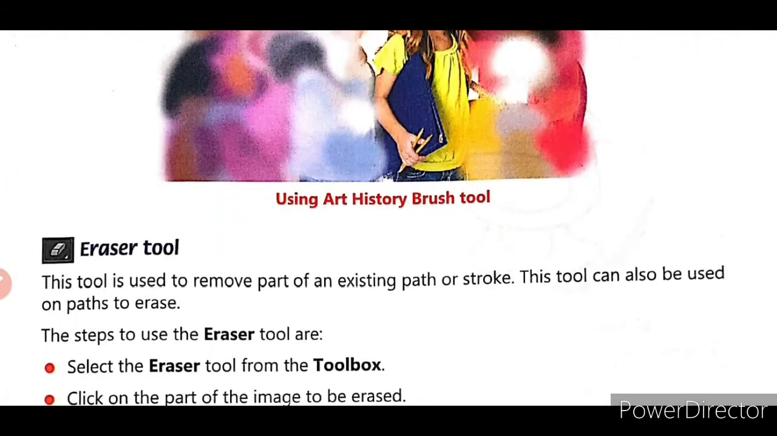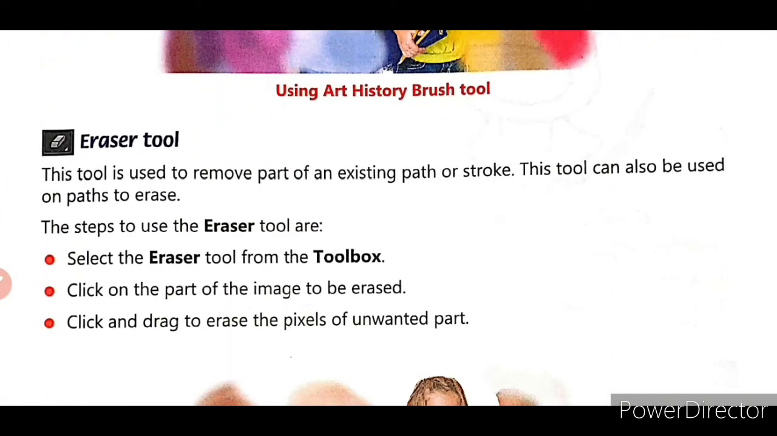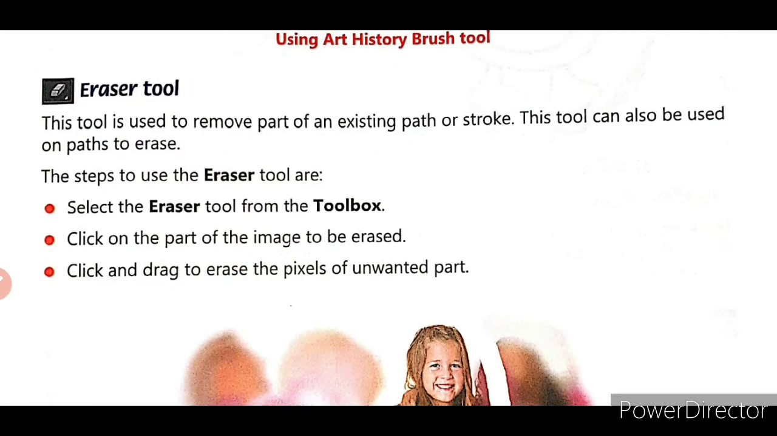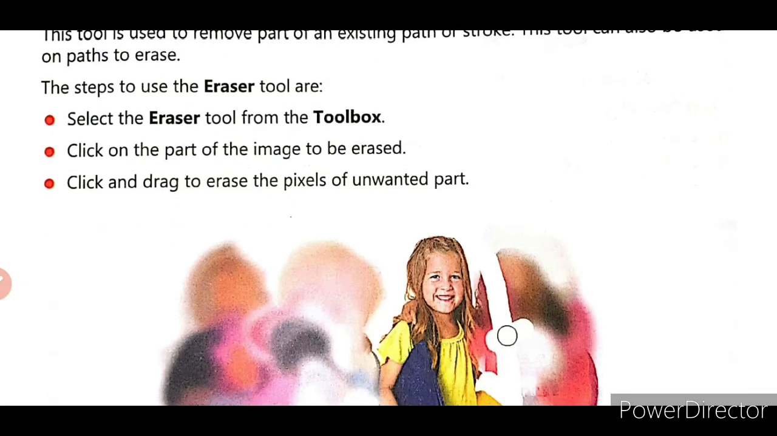Clear? So next we'll see about the eraser tool. It is the most important and main tool in Adobe Photoshop. This tool is used to remove part of an existing path or stroke. This tool can also be used on paths to erase. Why is this eraser tool used? In order to remove some part of the image, in order to erase something, in order to delete something. So it can be used on paths to erase. See, what are the steps?